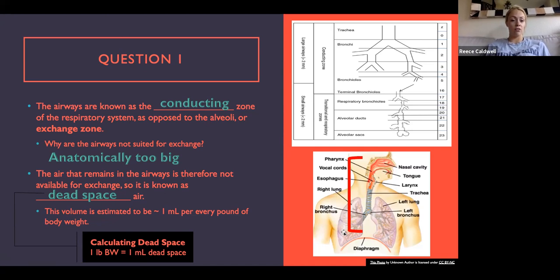So luckily, dead space air can be calculated very easily. For every pound of body weight is 1 milliliter of dead space. So if you're 200 pounds, you'll have 200 milliliters of dead space. If you're 150 pounds, you'll have 150 milliliters of dead space. If you're 100 pounds, you'll have 100 milliliters of dead space, and so on. So for every pound of body weight, we will know the volume of dead space air.